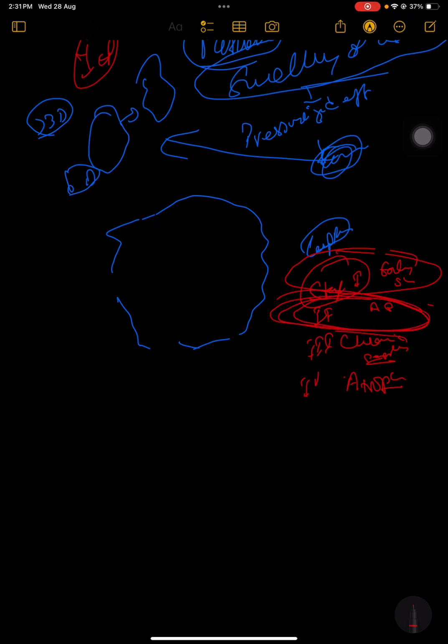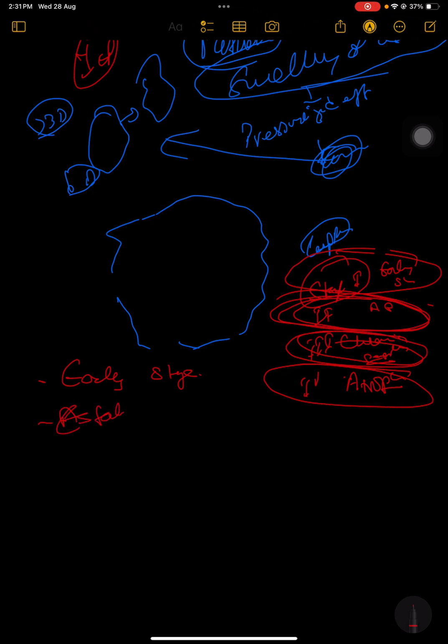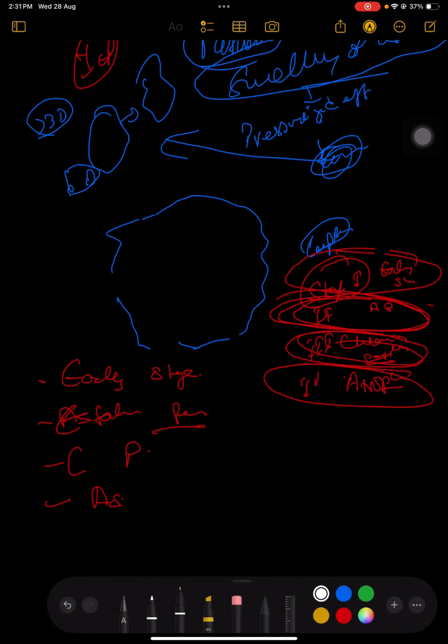Okay, first one is early stage, second one is acute papilledema, third one is chronic papilledema, and fourth one is atrophic stage. Please learn along with me once again. Early stage, then you have established papilledema. Okay, then you have chronic papilledema, then you have atrophic stage.